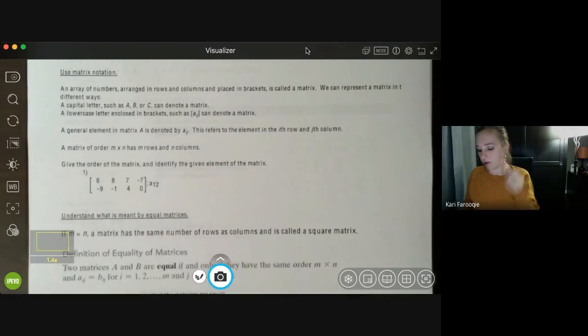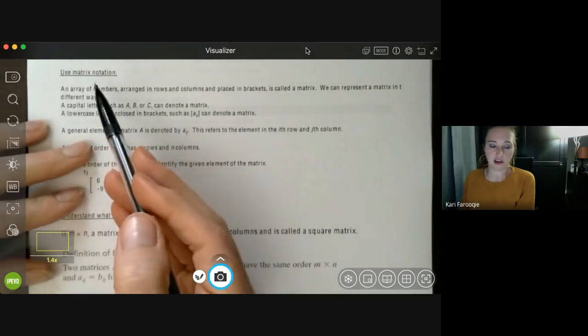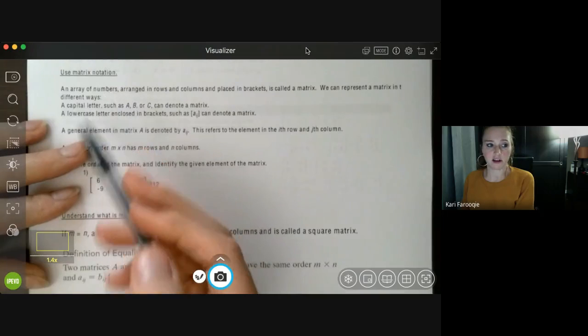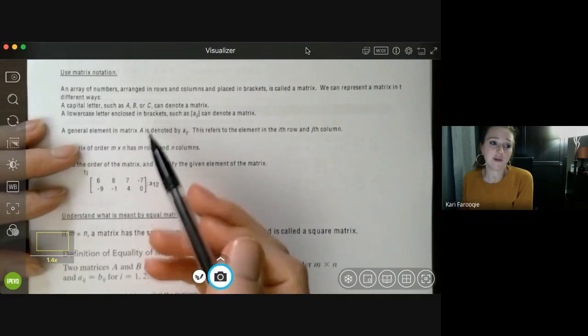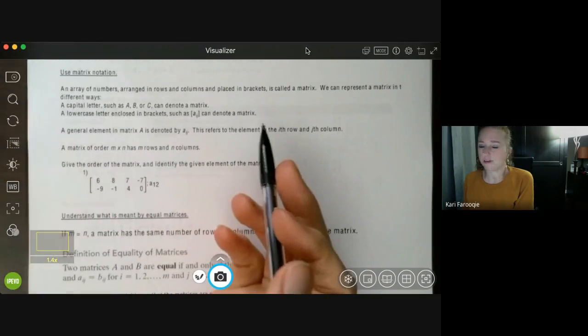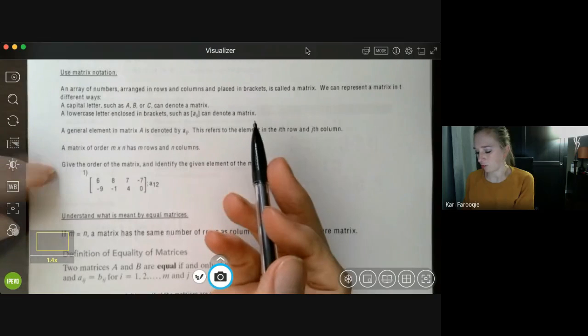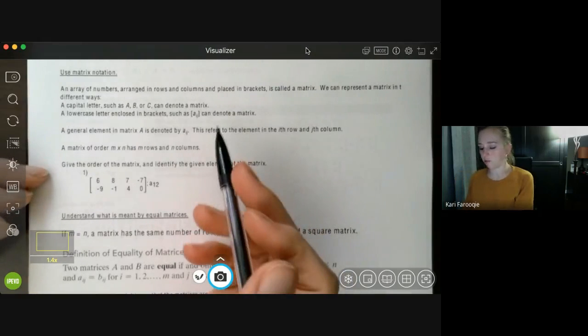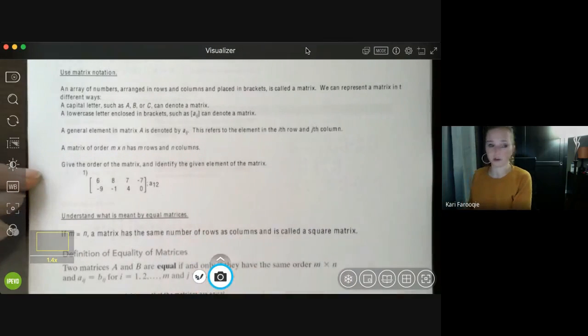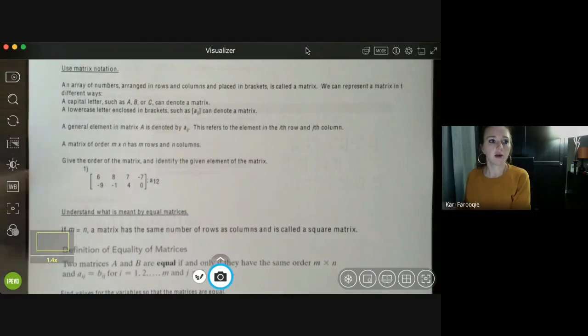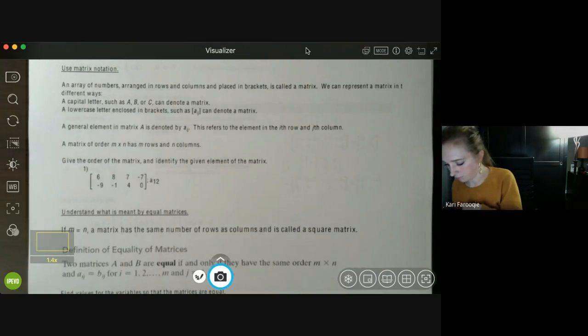I know it's kind of weird too that you've been using matrices now in 2 sections, and then all of a sudden in 6.3 they're like, oh, hey, by the way, this is what a matrix is. I'm like, okay, you could have told me that at the beginning. So it's kind of just the weird way that your author structures this particular chapter. Okay, so a matrix is an array of numbers arranged in rows and columns placed in brackets. We can represent a matrix in two different ways.